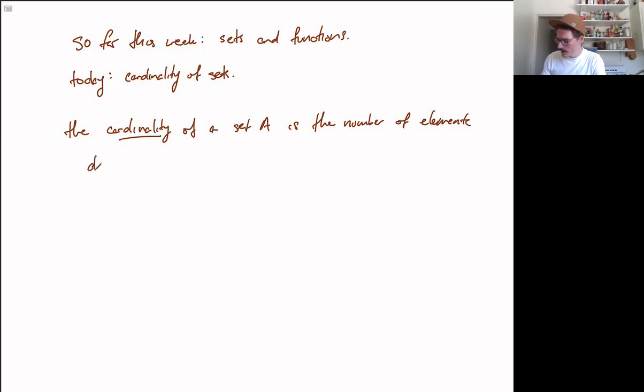And it is denoted with sort of absolute value signs, which makes some kind of sense because absolute value is supposed to be like the size of a number, and this is the size of a set. You may also sometimes see it denoted with a little number sign, which also denotes the number. All right, so let's get some simple examples in here.